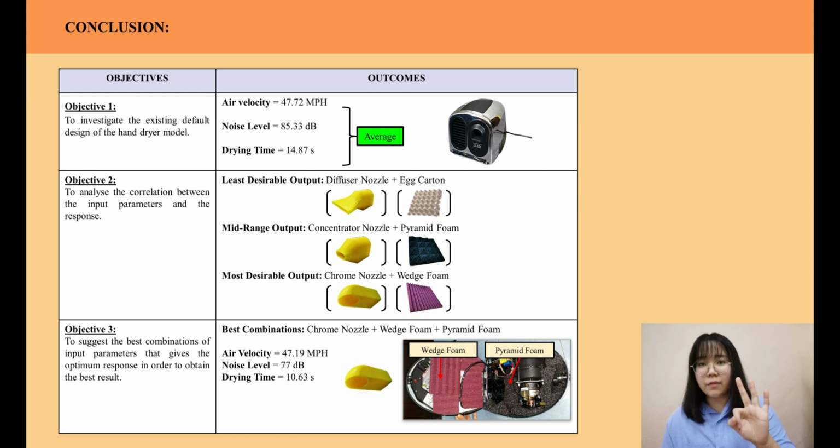As for the third objective, which is to suggest the best combinations of input parameters that give the optimum response in order to obtain the best result, it can be concluded that the best combination is by using the chrome nozzle as the nozzle, and also the wedge foam and pyramid foam as the insulations in the internal motor housing and the cap of the hand dryer. From these three combinations, the result obtained has been validated, which gives the final reading of 47.19 miles per hour in terms of the air velocity, 77 decibel in terms of the noise level, and lastly, 10.63 seconds in terms of the drying time. And that is all from me.